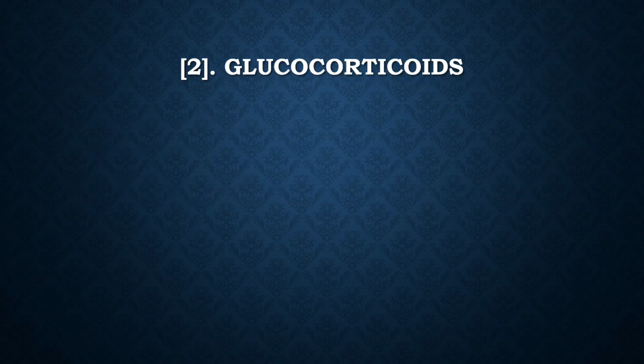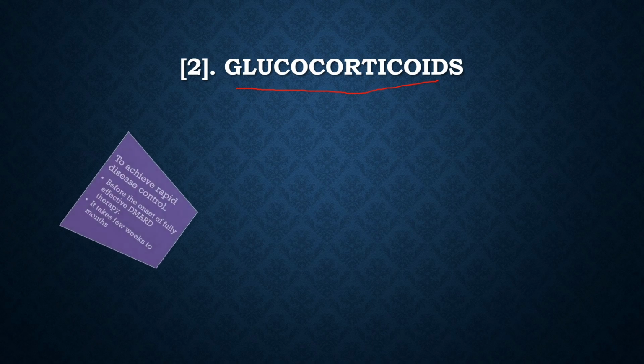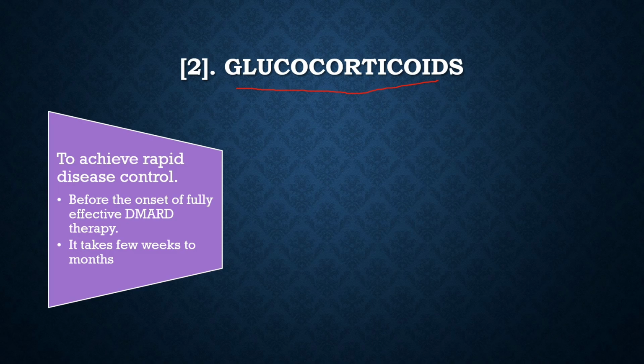The second group is the glucocorticoids. The glucocorticoids are used at 3 levels. The first level is to achieve rapid disease control before the onset of fully effective DMARD therapy. Disease modifying anti-rheumatoid drugs take a few weeks to months to start their action. So during this initial period of a few weeks to a few months, we require disease control by glucocorticoid therapy.